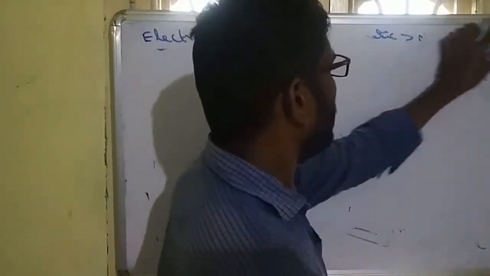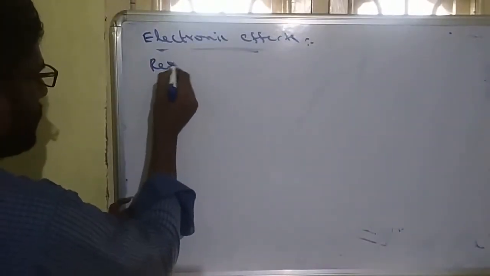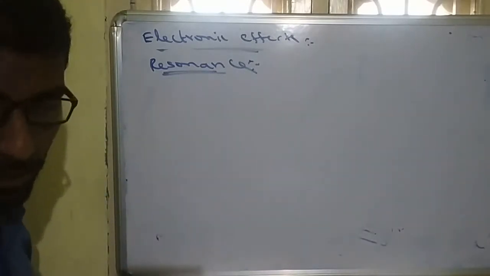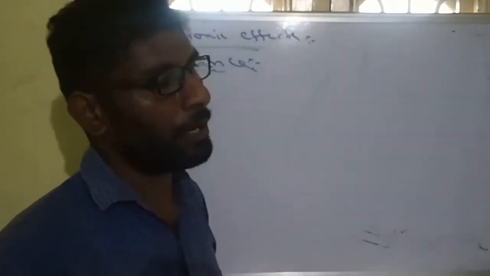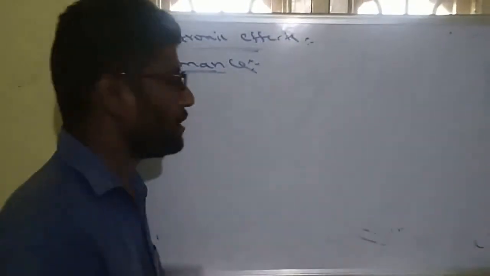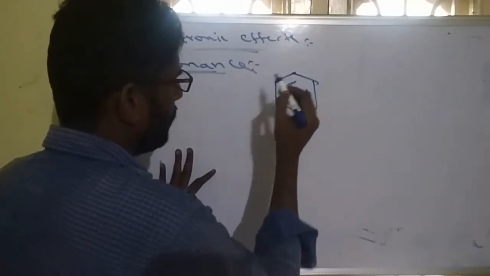After the aromatic nature, the next one is resonance. We all know that resonance is the delocalization of pi electrons. Wherever pi electrons are there, they undergo delocalization, that means changing position. The process is called resonance. The best example is benzene, I am taking this molecule, benzene.